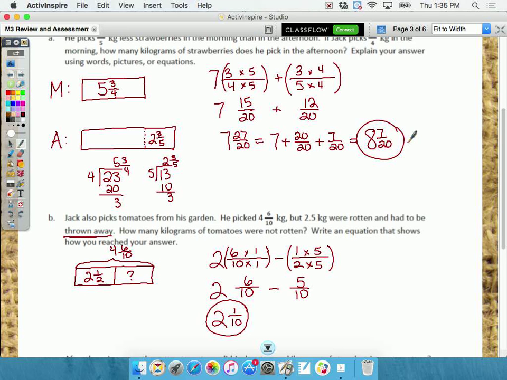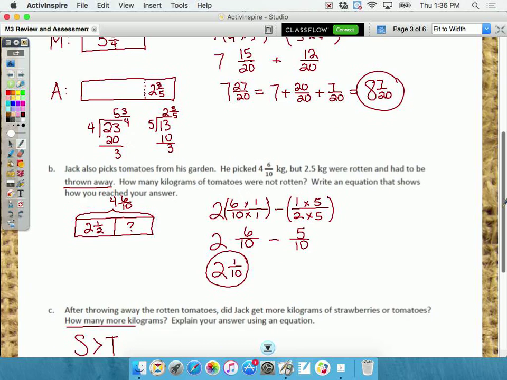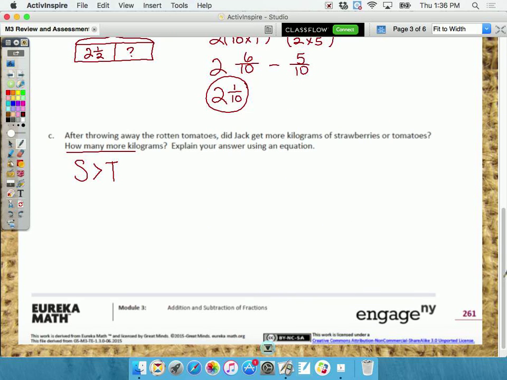What's the total amount of strawberries? Morning plus afternoon. So you have to add. So I've got to add those two together first. 5 3/4 plus 8 and 7/20. Okay, so that is the total amount of strawberries. We know the total amount of tomatoes, 2 1/10 kilograms, right?